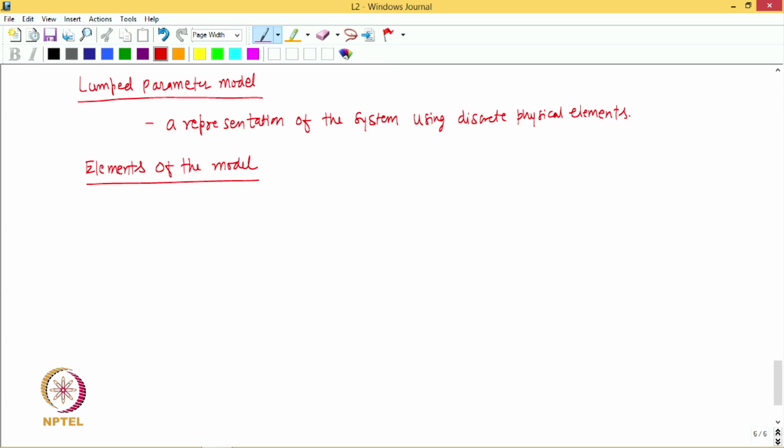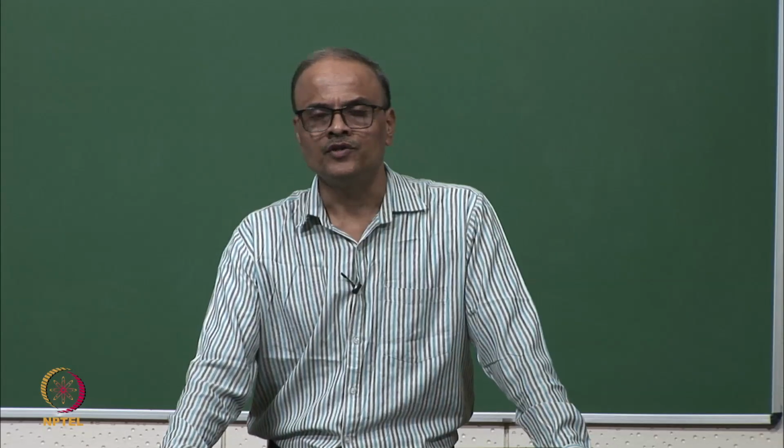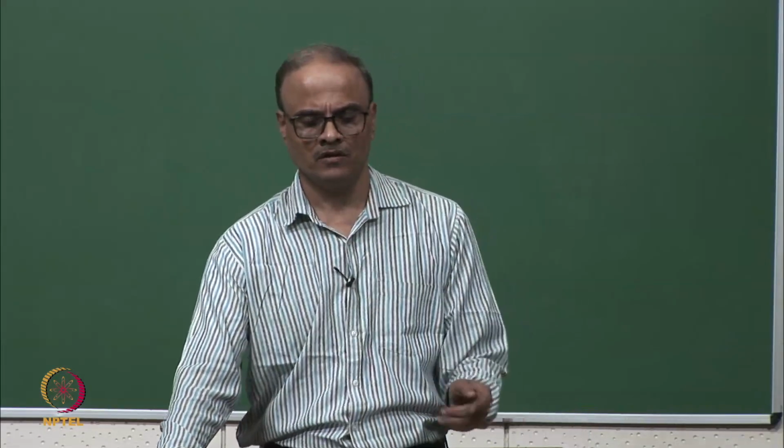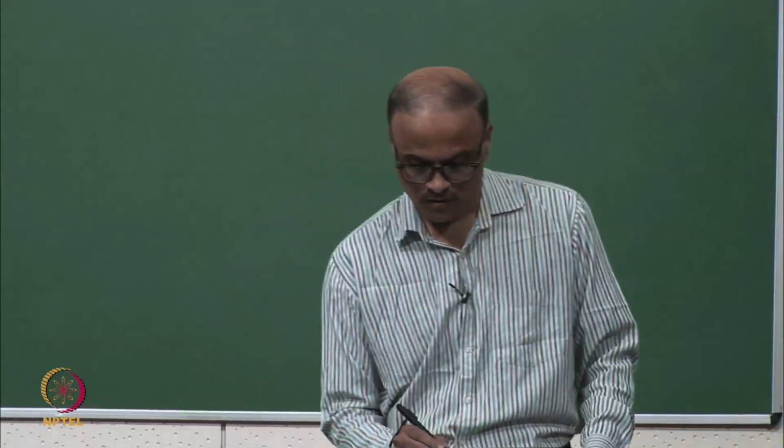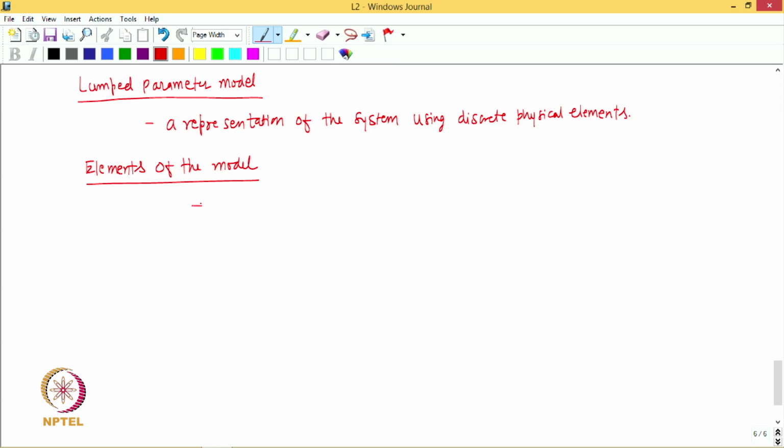What are the physical characteristics or parameters of the system which affect the vibratory phenomena? One parameter is the inertia, or mass, of the system. The mass of the system and its distribution affect the vibration characteristics, that is, how the system vibrates. Therefore, we need to represent this mass in the model.